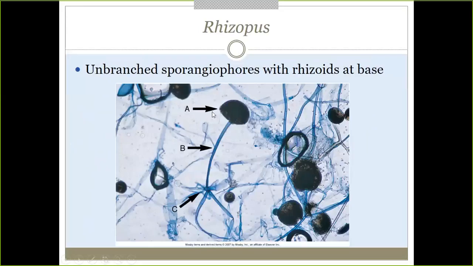So here's our first one out of the zygomycetes, the Rhizopus. And letter A is just showing you the sporangiospore up at the top. B is their hyphae, and C is those rhizoids. Do you see how it's those root-like structures there? So the key with Rhizopus is we know that the rhizoids always occur at the base of that hyphae. So you can see it's at the very bottom of that hyphae there, and that is the key on Rhizopus, remembering that the rhizoids are at the base.